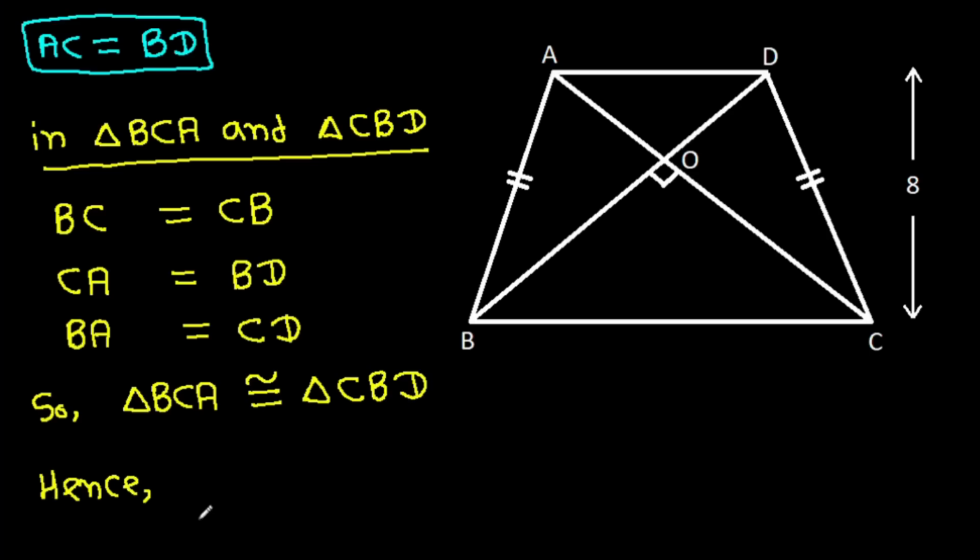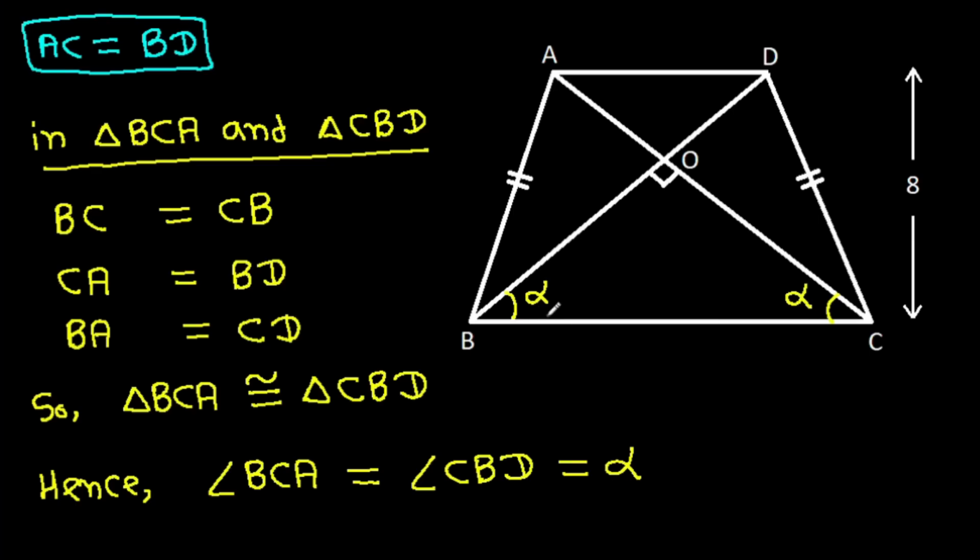Hence angle BCA will be equal to angle CBD. Suppose alpha, these two angles will be equal. Suppose alpha.